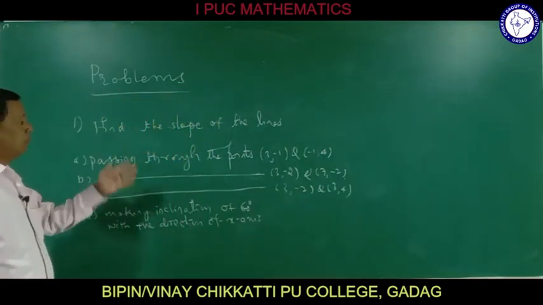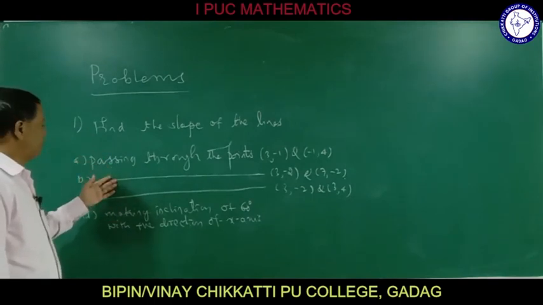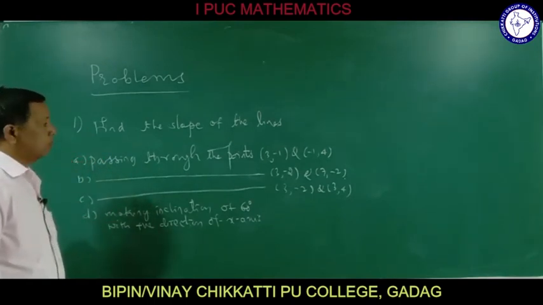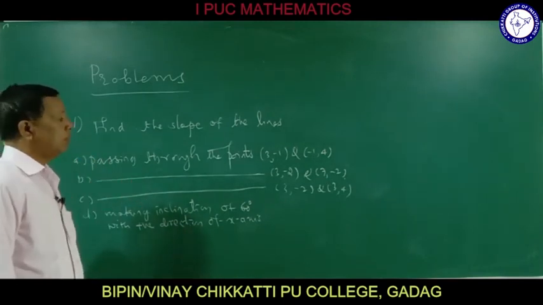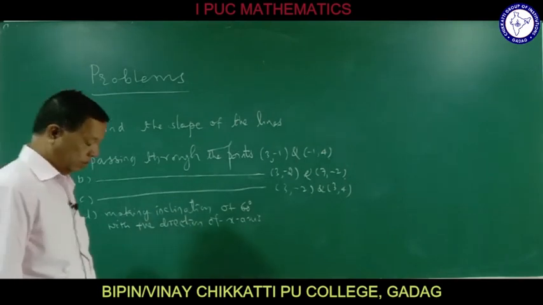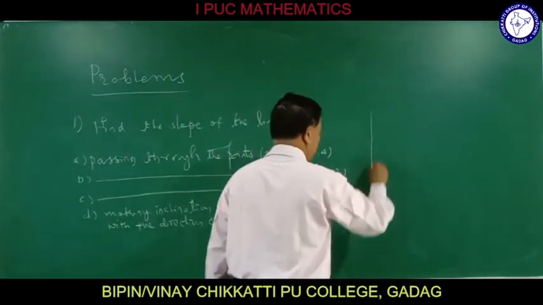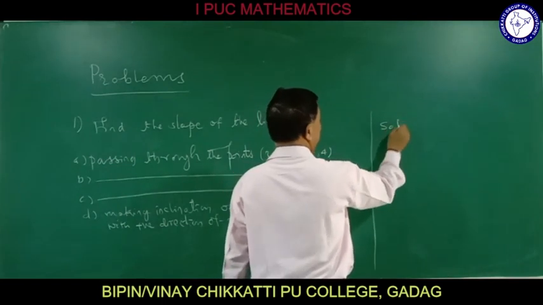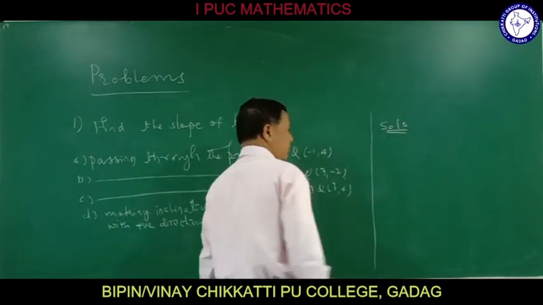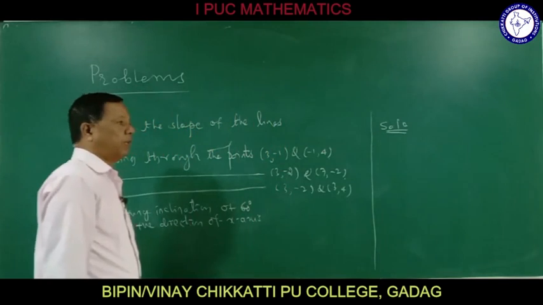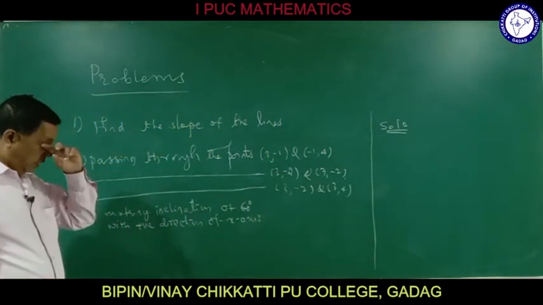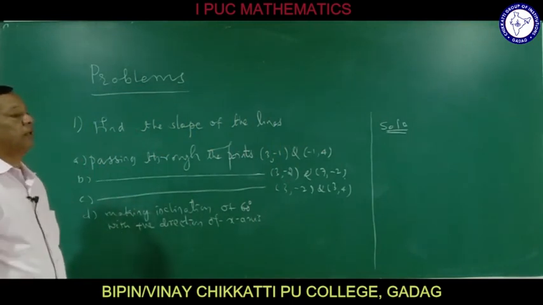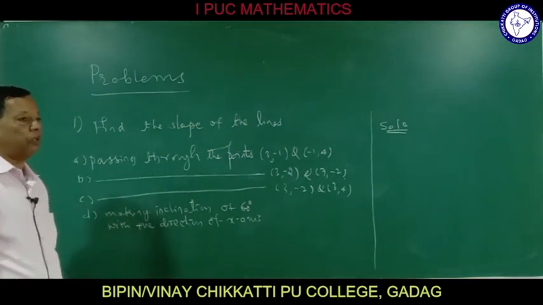Question number 1 is: find the slope of the lines. Here there are 4 problems that I have written. First problem is the line passing through the points (3, -1) and (-1, 4). But you know that we have already discussed that there are 2 ways to find the slope of the line. The first way is when the angle of inclination is given. The second is when the line is passing through 2 points.